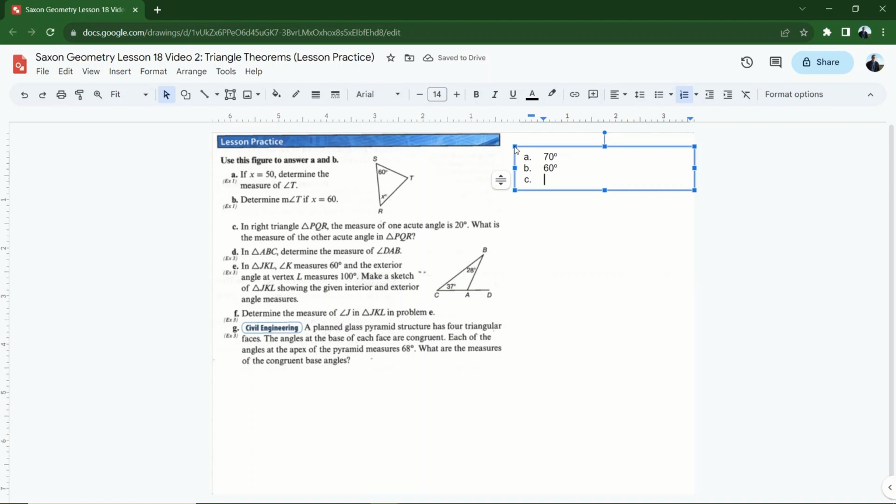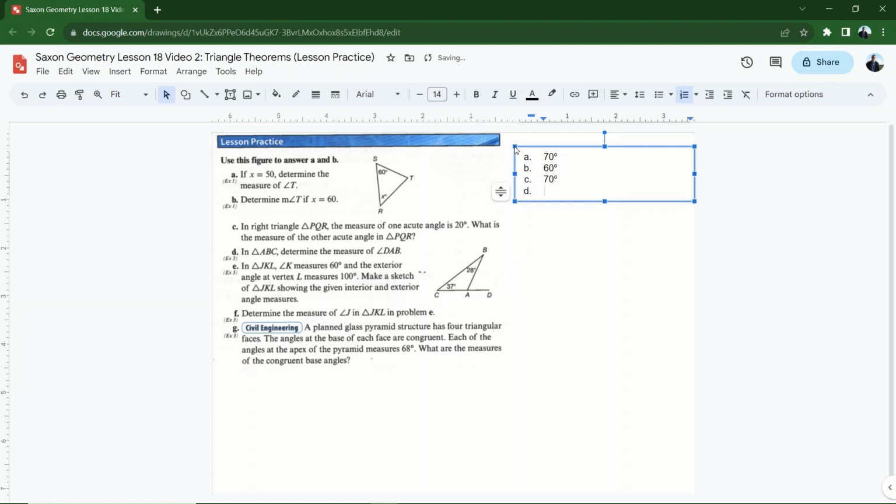Letter C. In the right triangle PQR, not pictured, the measure of one angle is 20 degrees. What is the measure of the other acute angle in PQR? Well, it's a right triangle, so one of the angles is 90 degrees. If there's a 90 degree and a 20 degree angle, that adds up to 110. That means that, once again, there's 70 degrees left to distribute to that last angle, and that's what it would be.